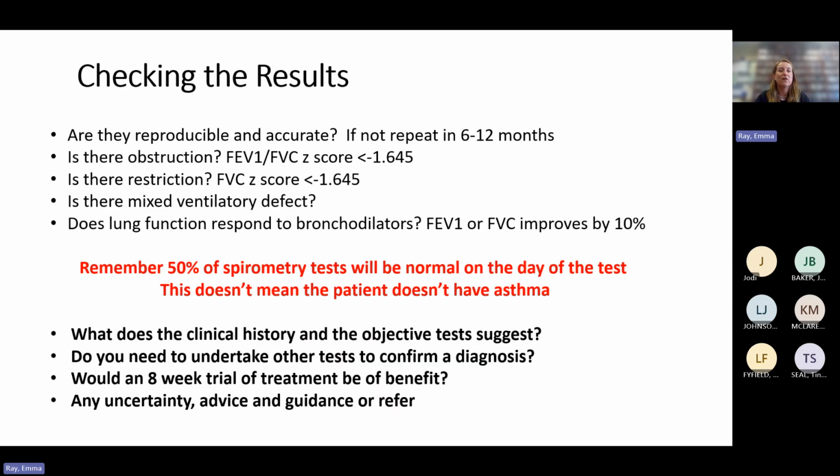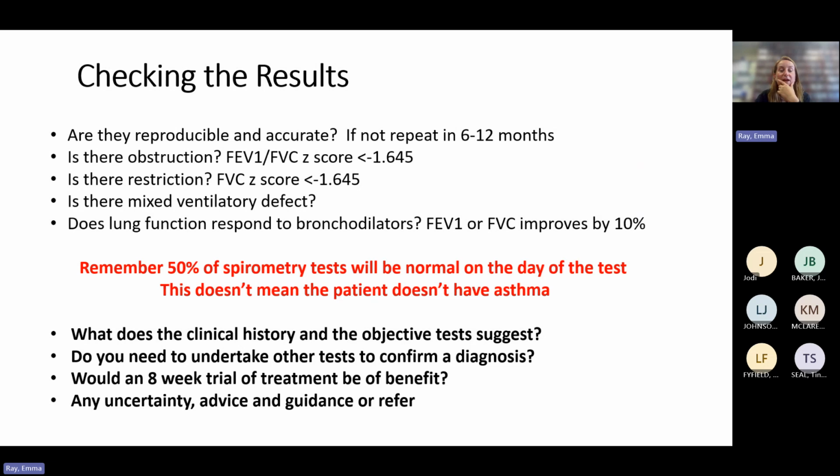So checking the results. Again, are they good quality criteria? Did they have obstruction? Was there any restriction? Is there any mixed problem there, so obstruction and restriction together at the same time? Did they respond to bronchodilators, so that increase of your 10% of your FEV1?